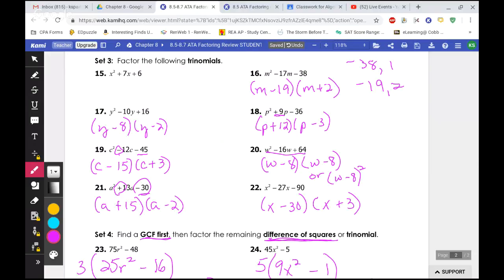Number 15. Looking for two factors of 6 that multiply, obviously, to give me 6, that when I combine them, give me a 7. The factors of 6 are 6 and 1, and there she is, and 3 and 2. So it's x plus 6, x plus 1.